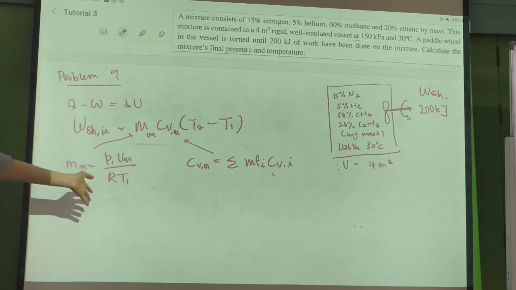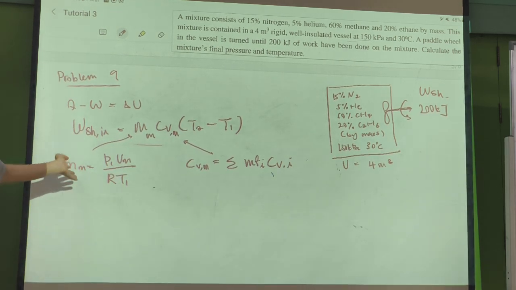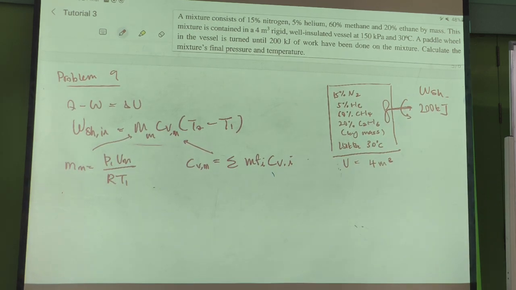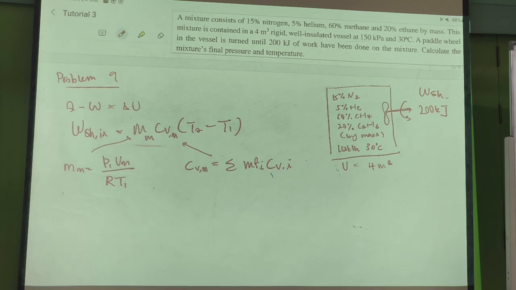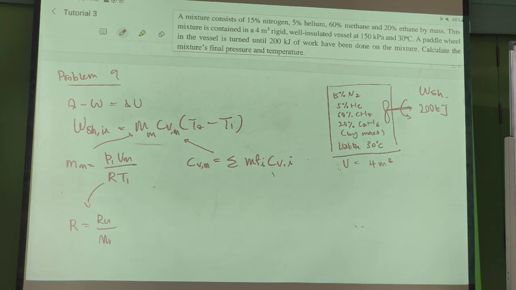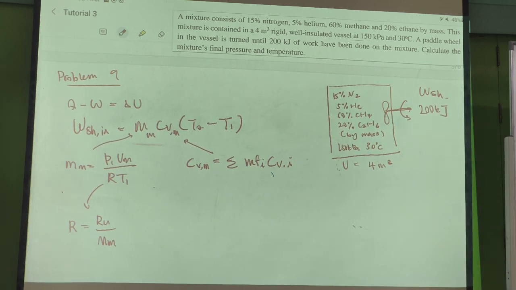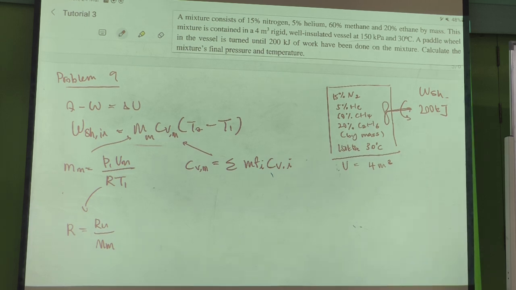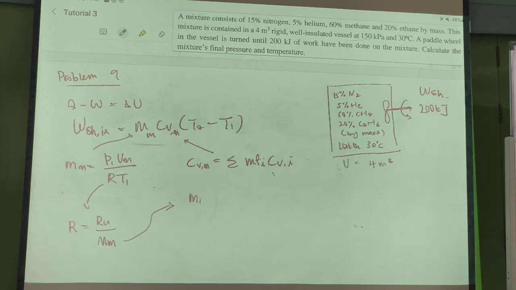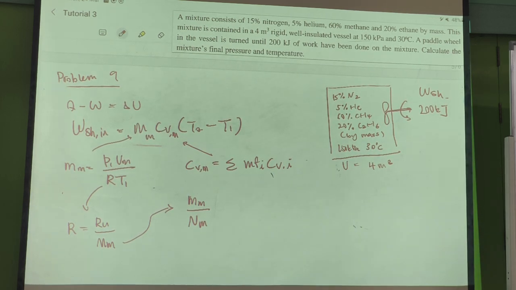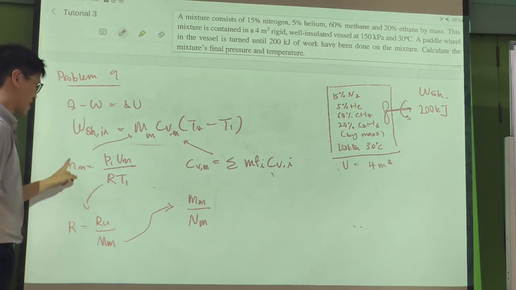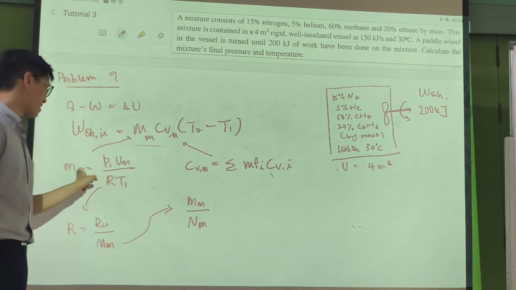You cannot use RU in this case also, because RU will only give you mole, which is not very helpful here. So what do we do? Here we need to find R. R, we know, is just RU over M. But then MM is actually mass over this, right? So do you see a cycle, or rather a loop, here? You need this to find this, but you need this to find back this.